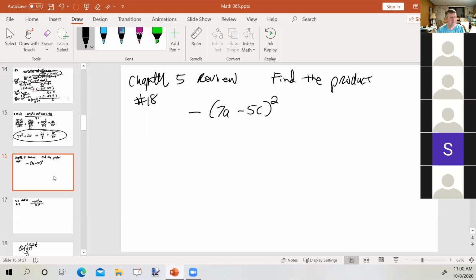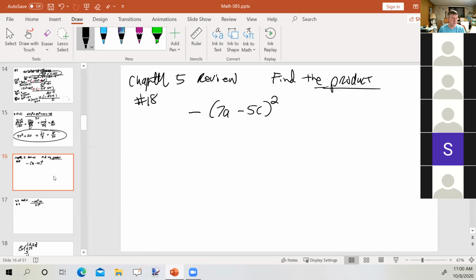Now we have one for the chapter review. Woohoo! Now, order of operations. What do you do first? Inside the parentheses, 7a plus 5 or 7a minus 5c, those are not like terms, so we can't do anything inside. So then we apply the exponent before the subtraction sign out front. And the directions say find the product.